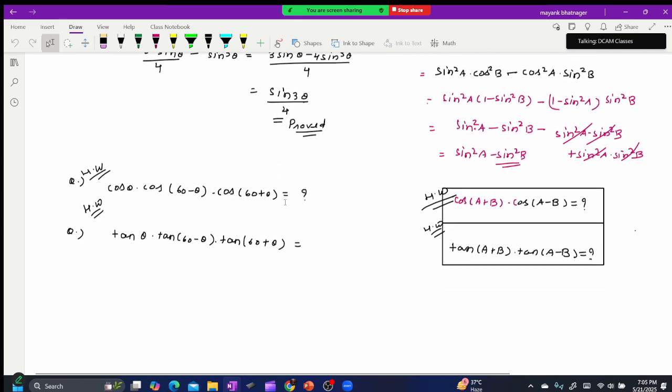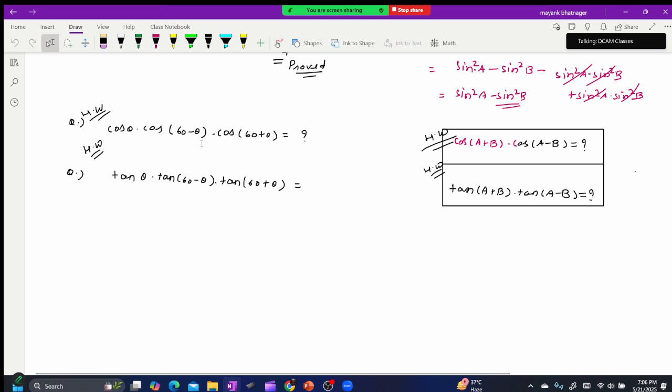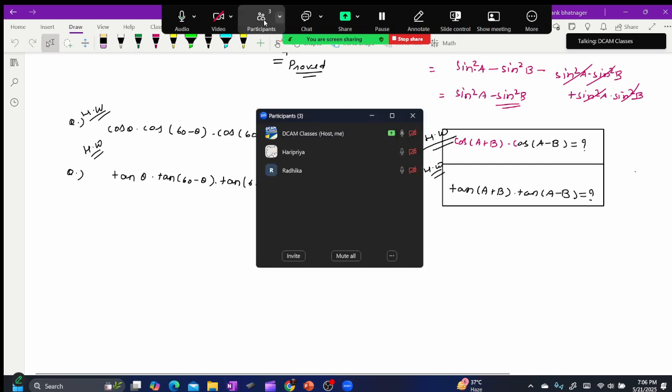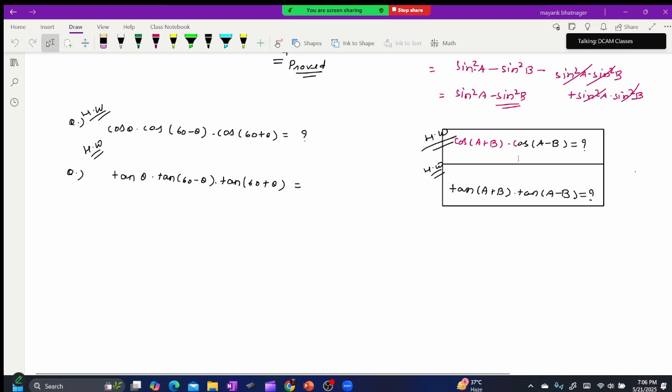Okay, sir. Similarly, I asked them to solve this one as a homework, but I do not know whether Radhika and Shyama have done this or not. Shyama will be joining soon.